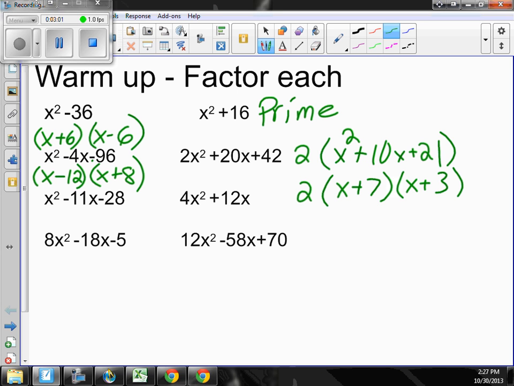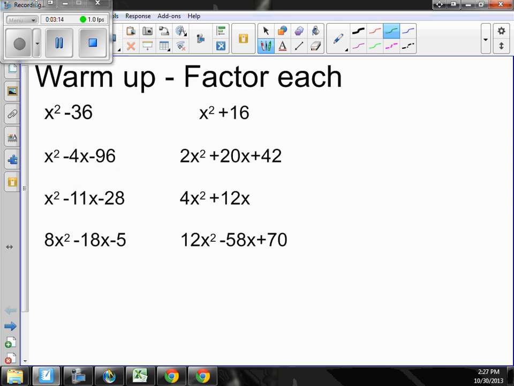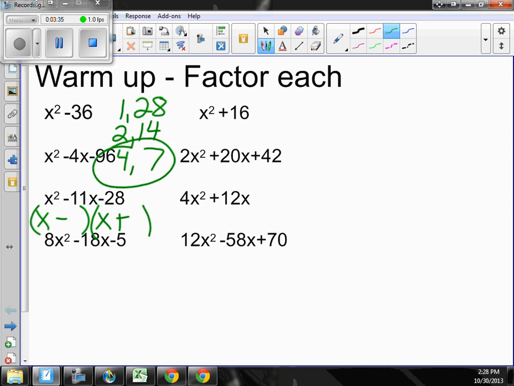Okay. So that ended up having 3 factors. 2 is a factor, x plus 7 and x plus 3 are all factors. Okay? So for this one, x minus and x plus, if I go through the factors of 28, 1 and 28, 2 and 14, 4 and 7, does one of those work? No. 4 and 7 look like they're going to work, but the signs are wrong. 1 is positive, 1 is negative, so this is prime.